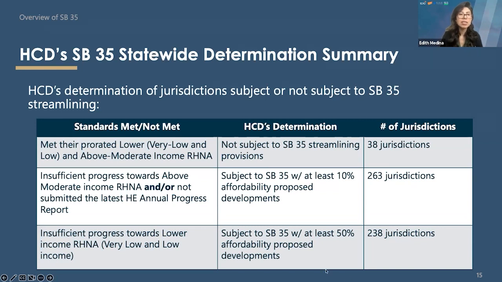And you can see here on the table on the left, for jurisdictions that have met their prorated lower or above moderate income RHNA, then they are not subject to SB 35 streamlining provisions. And if jurisdictions have made insufficient progress towards their RHNA goal and/or have not submitted their annual progress reports, then they are subject to SB 35. And we can see here on the table that the majority of the jurisdictions across California state are subject to SB 35.